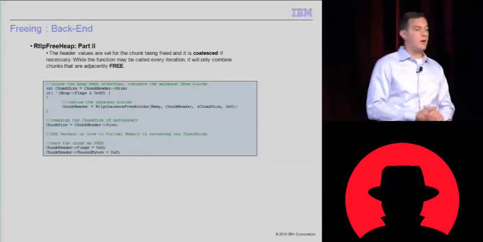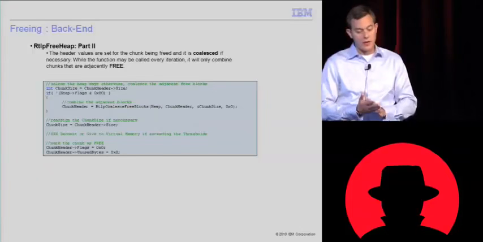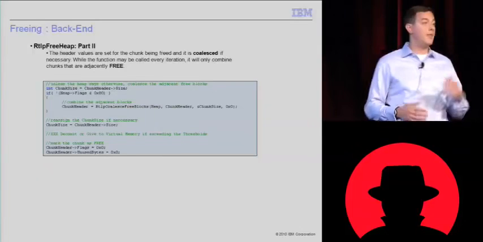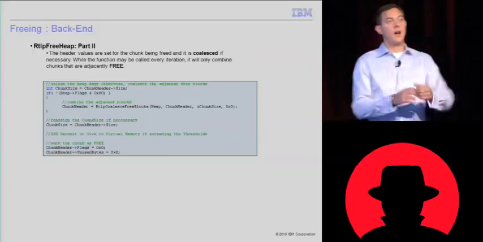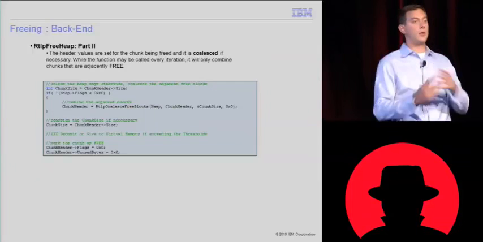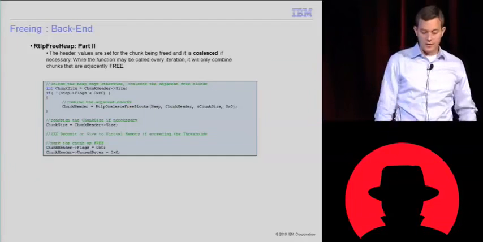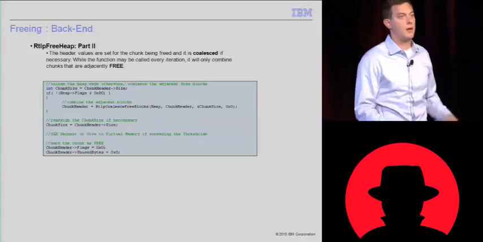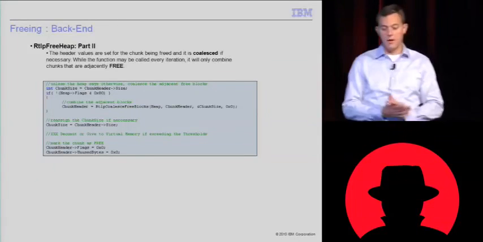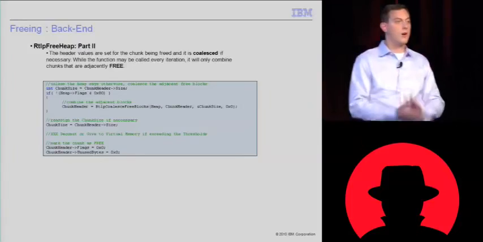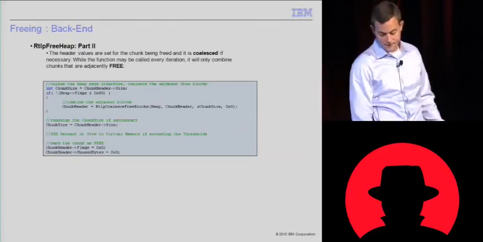Okay, we've updated these flags and done some things. If the heap permits, coalesce it, right? If the previous chunk is free, coalesce it with the chunk we're freeing. If the next chunk is free, coalesce it with the chunk we're freeing. Update the sizes. That again can be looked at more thoroughly in a paper written by Dr. McDonald and myself from 2009.